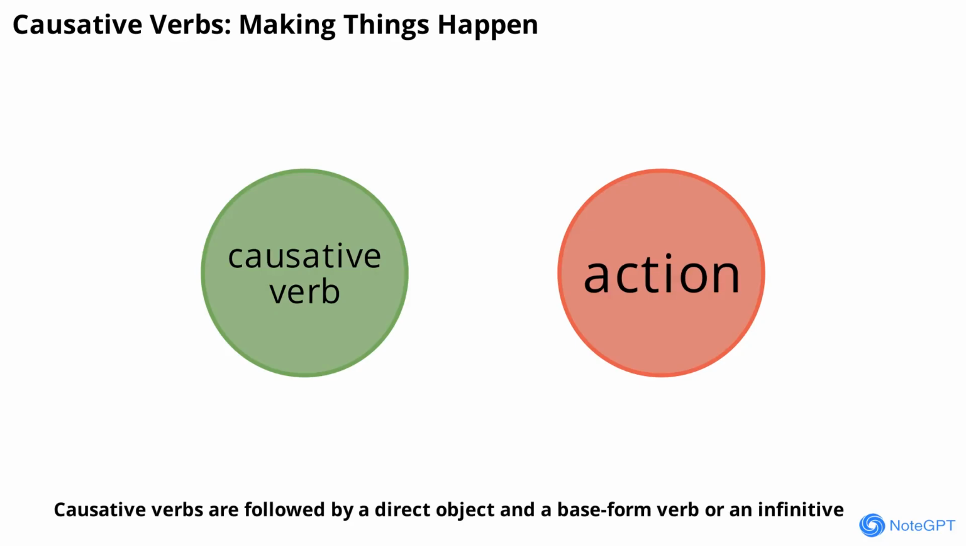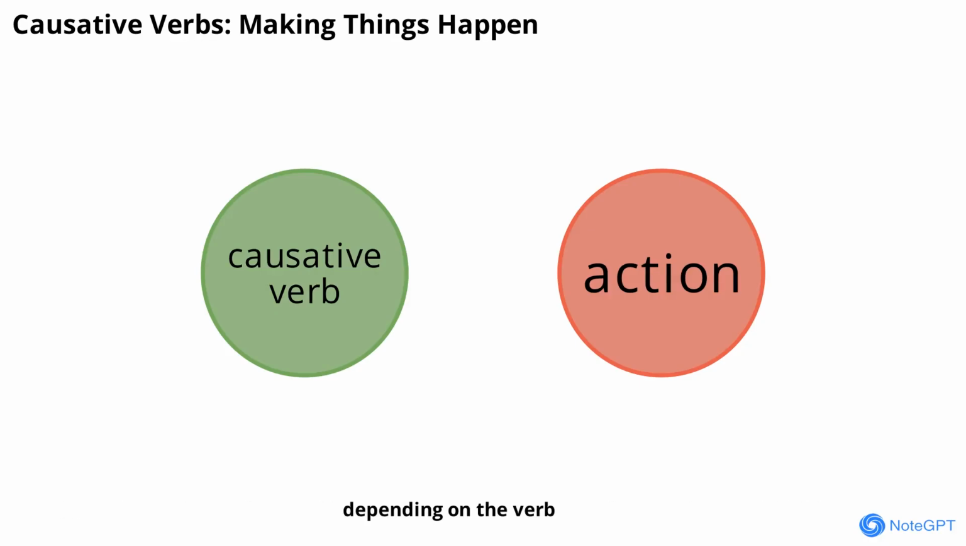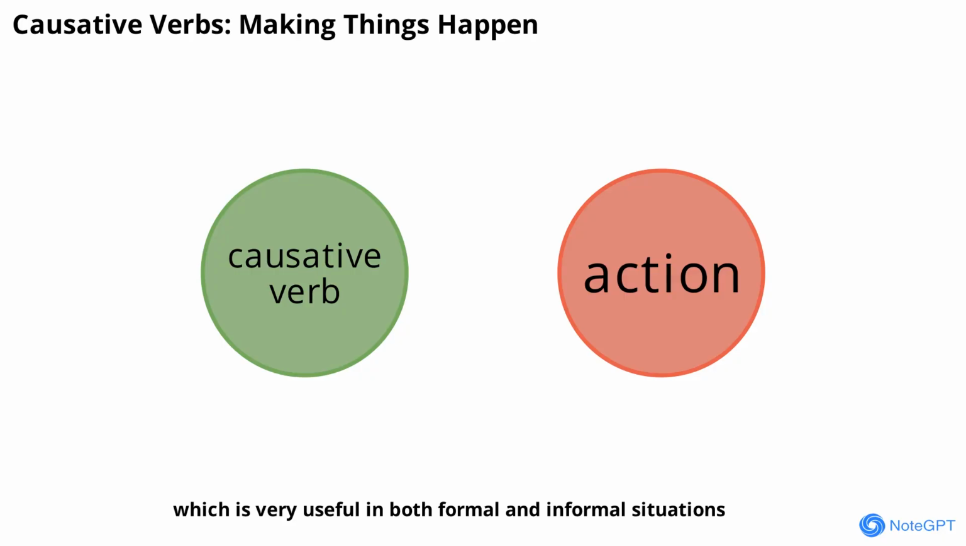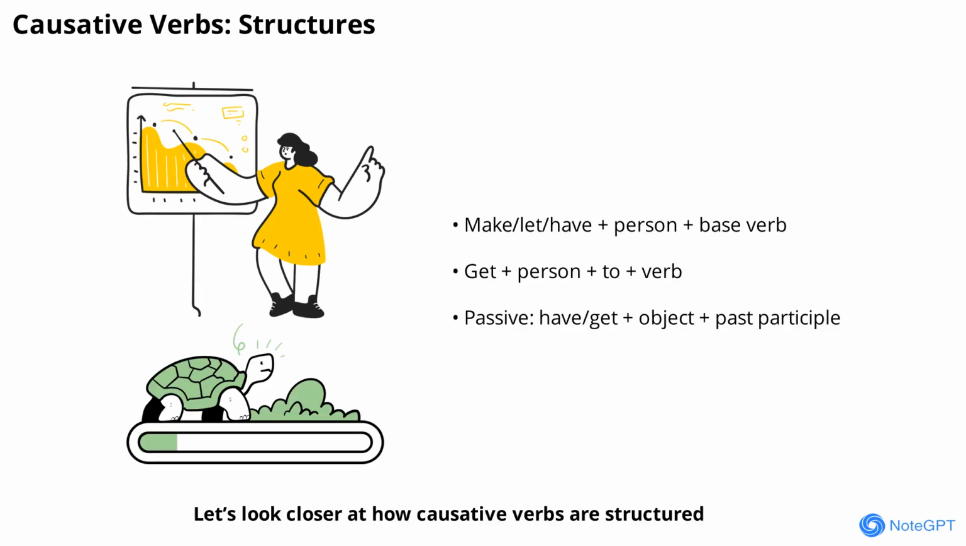Causative verbs are followed by a direct object and a base form verb or an infinitive, depending on the verb. Mastering causative verbs allows you to describe actions that you arrange for others to do, which is very useful in both formal and informal situations. Let's look closer at how causative verbs are structured.